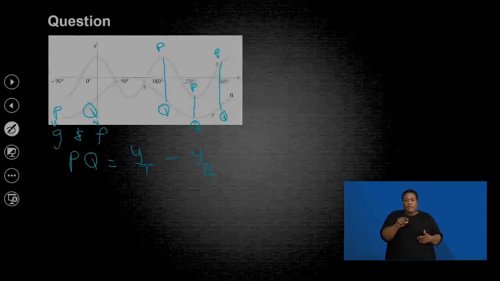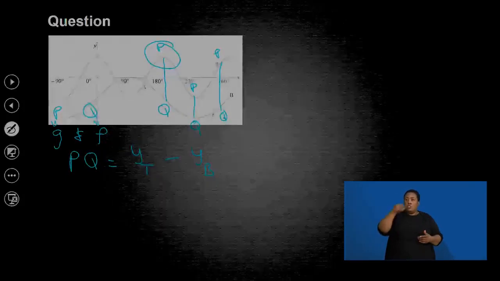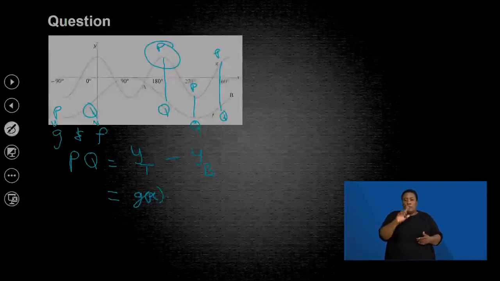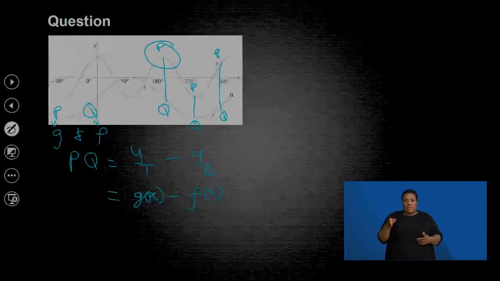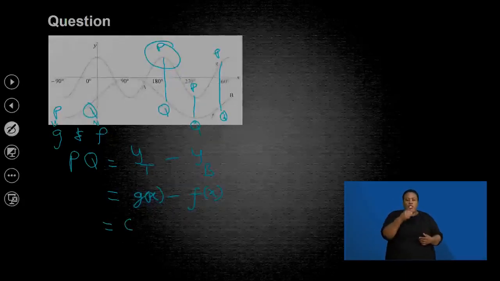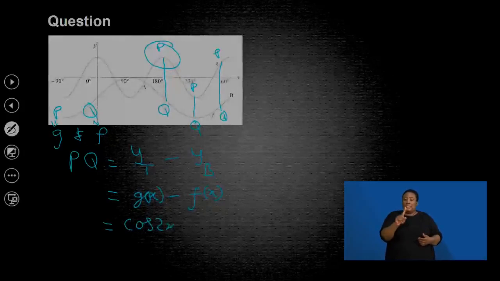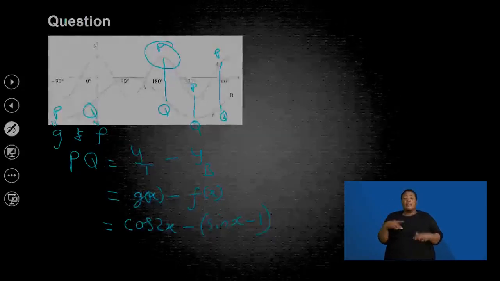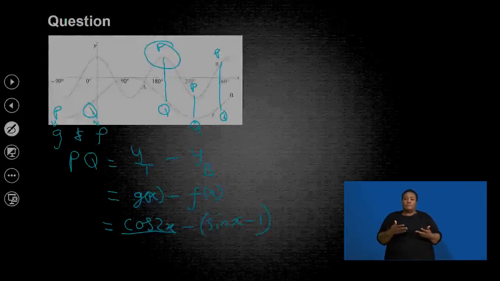Now at the top it's at P there. So that's what? g of x. So that's going to be g of x minus f of x there. And then I can work around that. So my g of x, as you remember, was cos 2x minus my f of x, which was sin x minus 1. And then the cos 2x is a double angle.